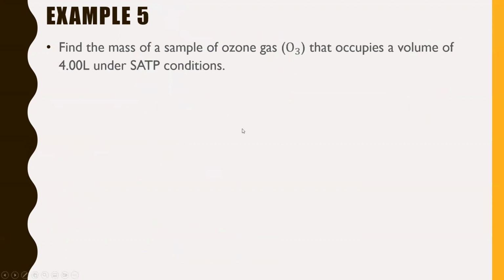Example 5: find the mass of a sample of ozone gas, which by the way is O3, that occupies a volume of 4.00 liters under SATP conditions. There's a couple ways you can do this question. Pause the video here, give it a shot.